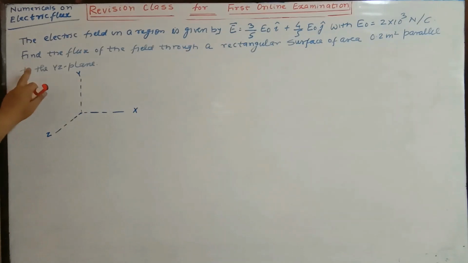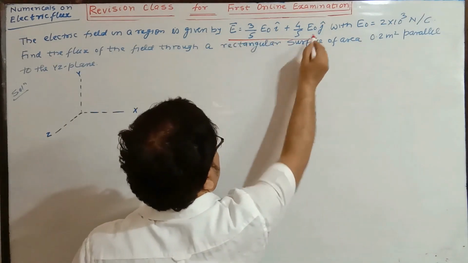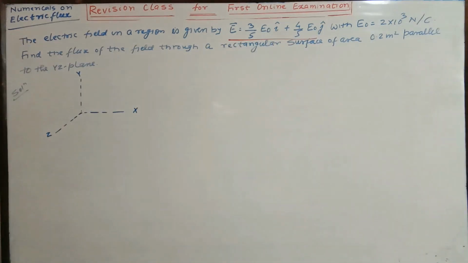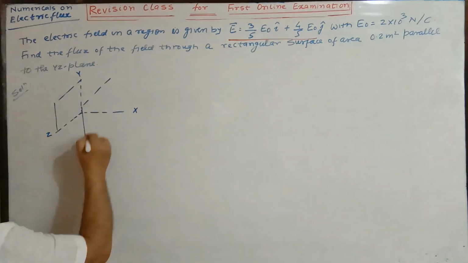Now the equation of flux. The electric field in the region is given by this expression; this E is given. With the E naught value, find the flux of the field through a rectangular surface of area 2.2 meters square parallel to the YZ plane, anywhere parallel to this, suppose here.